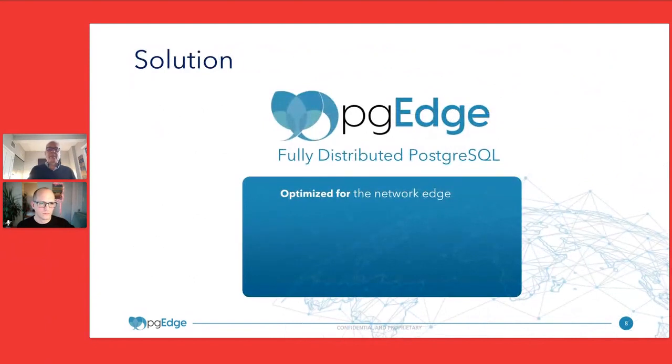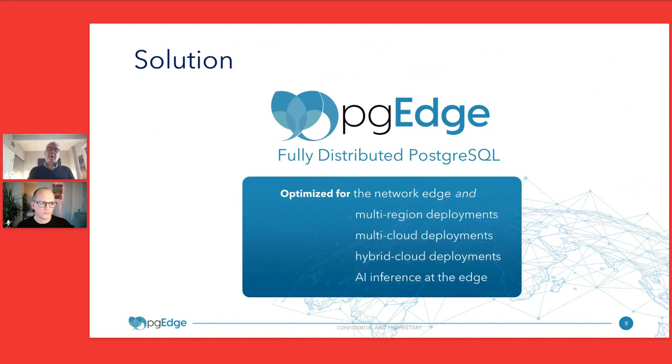And so we're very happy to be filling this need in the Postgres ecosystem. And we do it with our pgEdge fully distributed Postgres. We say it's optimized for the network edge, but also works great in multi-region deployments, as we've been talking about. Multi-cloud deployments. What if you have an application that needs to have data spanning multiple clouds? What if you need to replicate between those clouds? pgEdge distributed Postgres can solve that as well as hybrid cloud deployments. And an exciting application of distributed Postgres is doing AI inference at the edge. And we've got a number of customers that are doing exactly that.